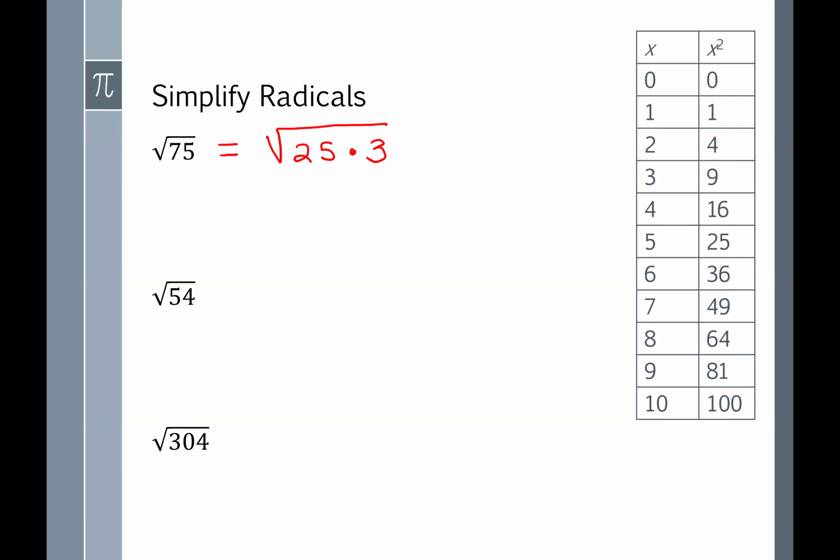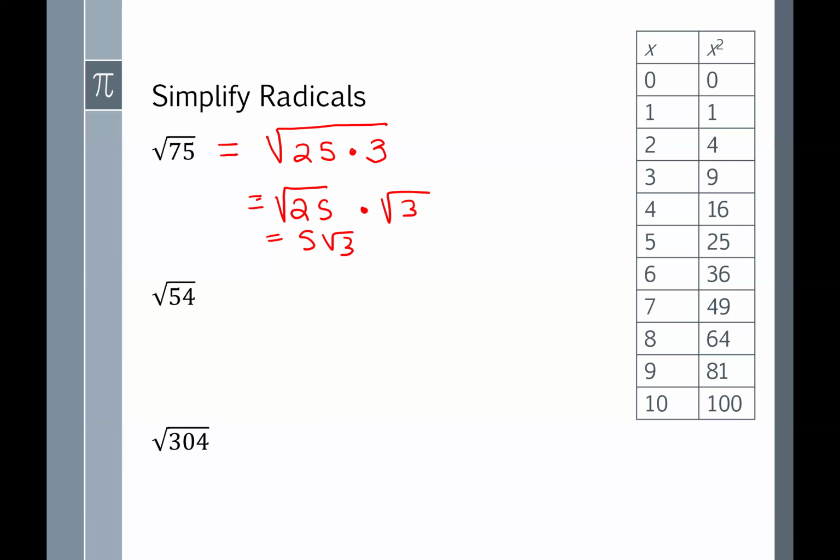Now, using that property that we had on the previous slide, we can write this as the square root of 25 times the square root of 3. So the square root of a product, we can write as the product of the square roots. What's the square root of 25? 5. So is this 5 times the square root of 3? And they're saying exactly the same value.